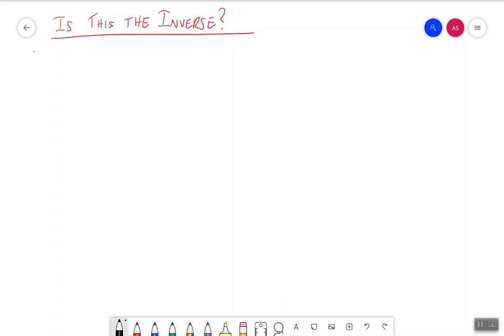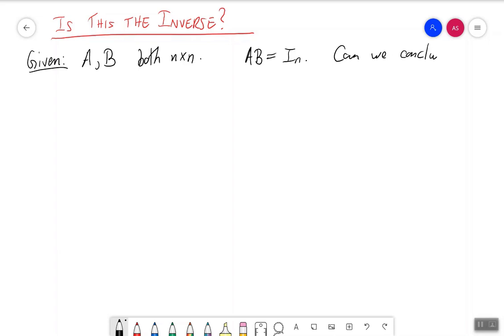Say we're given a square matrix A and another square matrix B, both n by n, and suppose that we know that A times B is the identity matrix. Can we conclude that B is equal to the inverse of A?